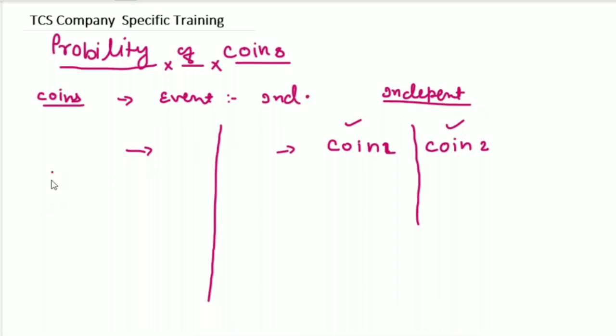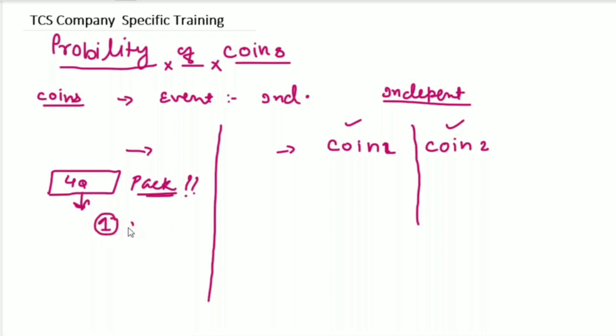Okay, then can you give me an example of a dependent event, sir? Yes, I can. Can you imagine a deck of cards or a pack of cards? How many cards are there in a pack? 52. Out of this 52, there are different colors and different shapes. Let's say there are 4 queens. If I have drawn one queen as the first card, the second card coming next will have a dependency on the first card.